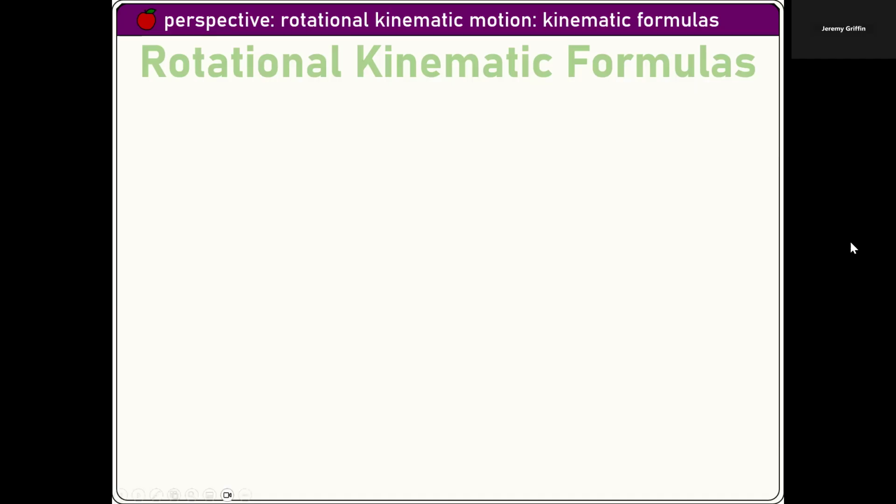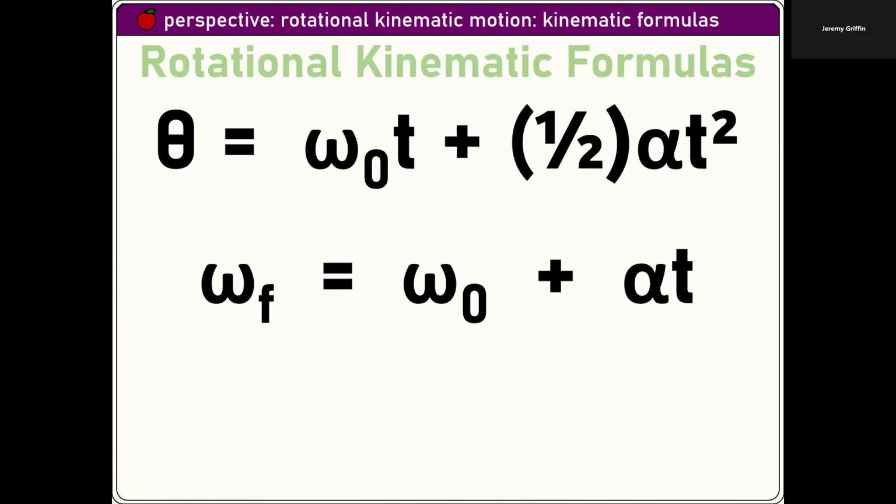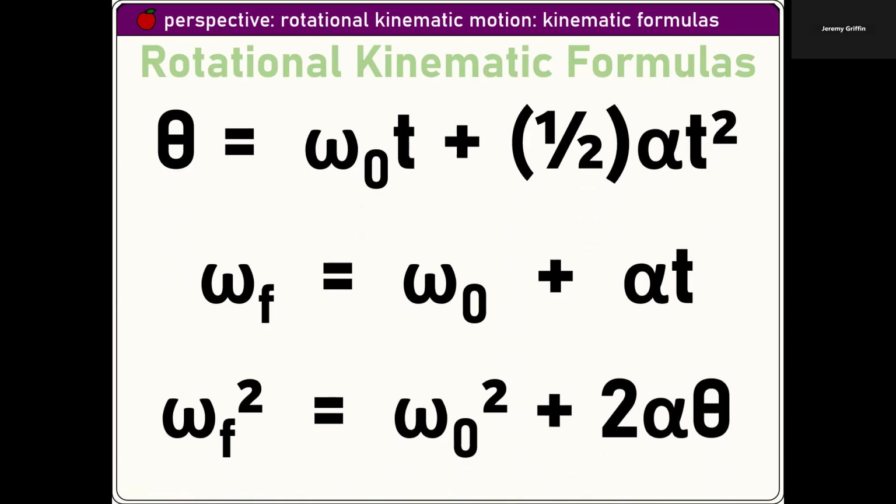What do you guys come up with? I'll check the work in front of you. Is that what you wrote? Did you guys write those three formulas?